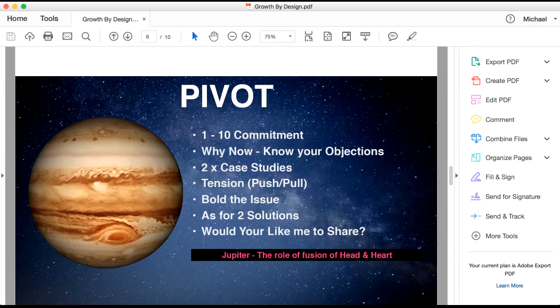Then what I want you to do is bold the issue. Bolding the issue means saying, look, when we cut to the chase, this is what you've said to me. Is that correct? And then ask for two solutions. Say, give me two solutions that you think are going to work for this. The reason you ask is that you want them to prove to themselves that they don't have the solutions. Because if they had them, they would be implementing them and they wouldn't be talking to you. So you don't have to worry about the question.